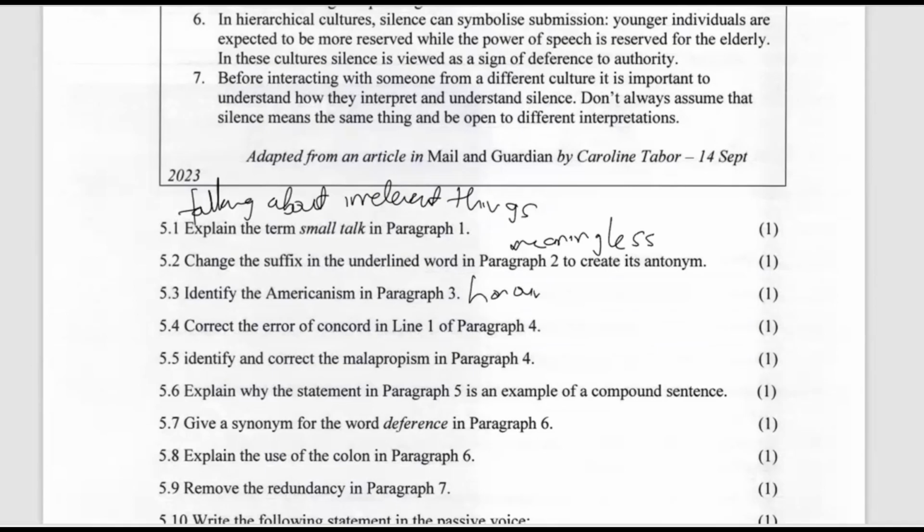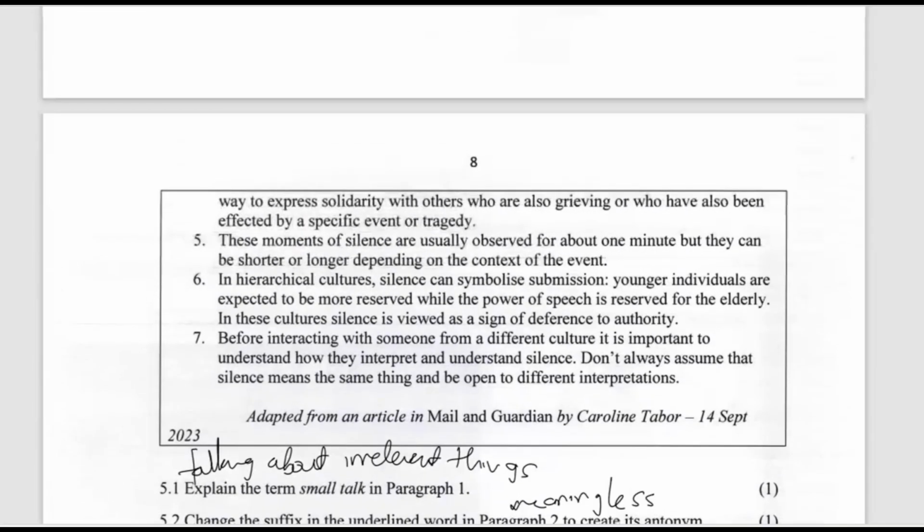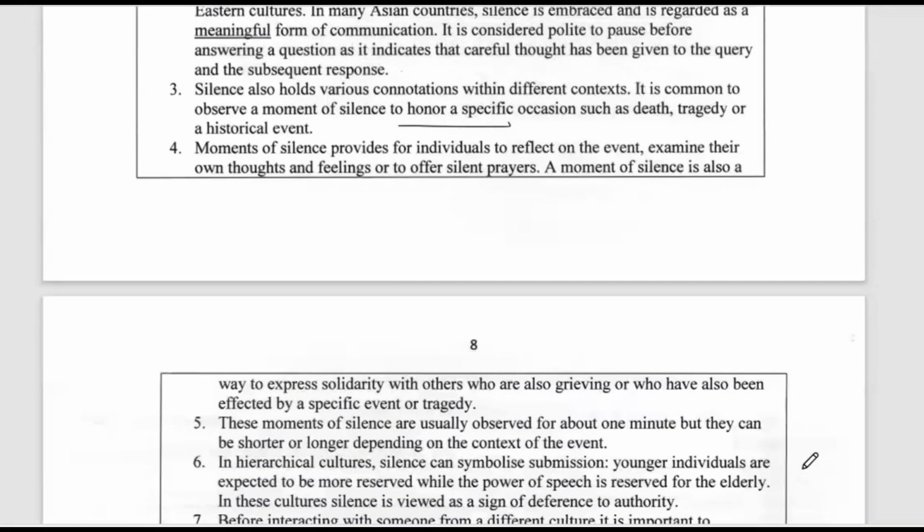Correct the error of concord in line 1 of paragraph 4, it says. Let's look at it quickly. It says, moments of silence provides for individuals to reflect on the event. Okay, I believe we found it there. Moments of silence provide for individuals. It's provide, this one. It's supposed to be provide without the S. We have to take it out.